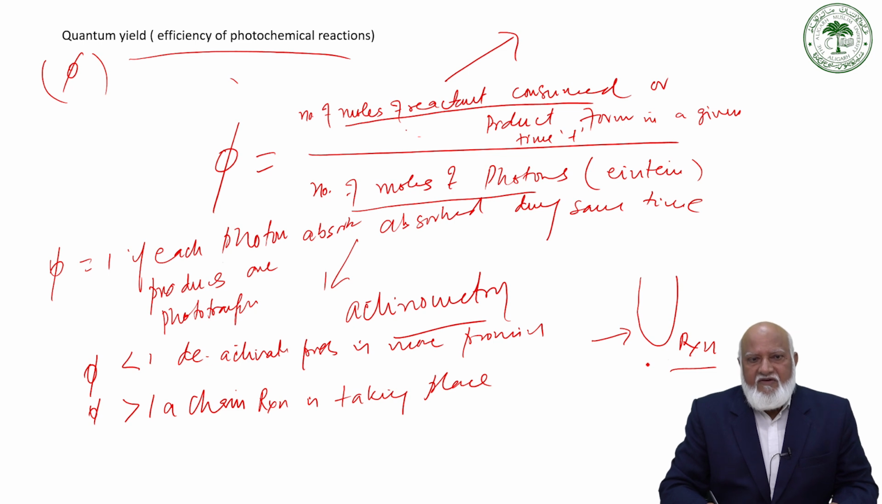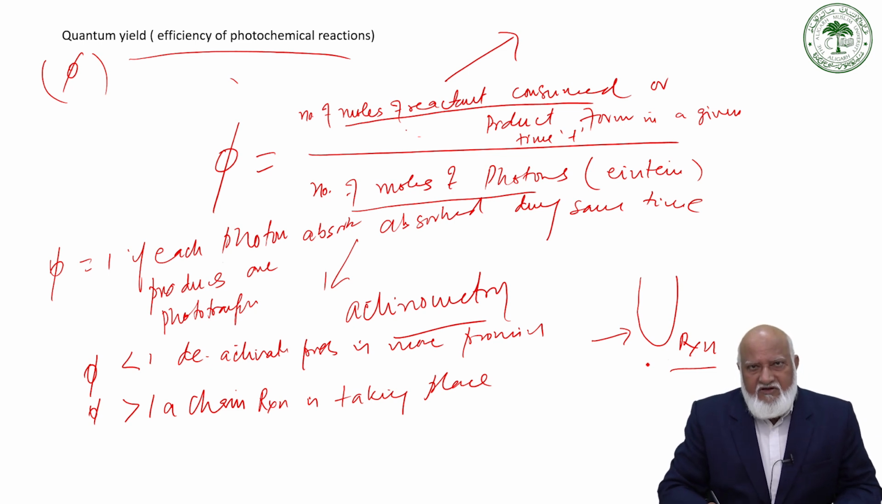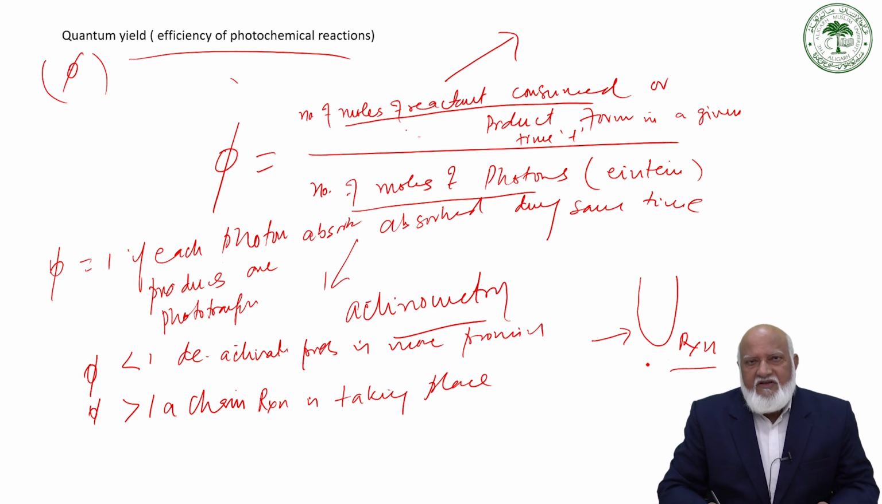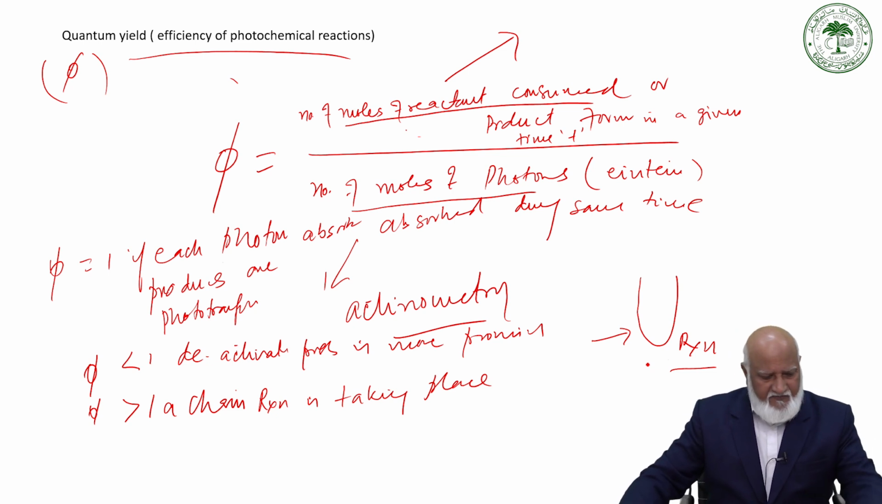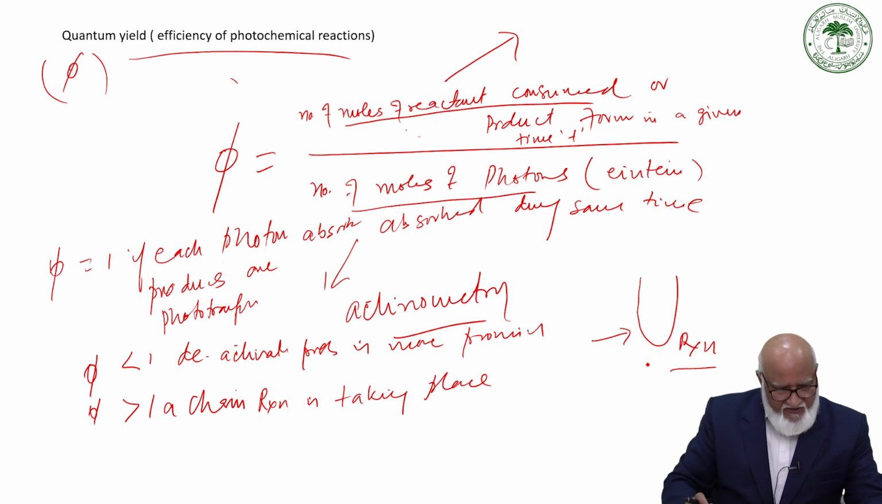any compound is determined. And as I mentioned, quantum yield is found to be 1 if each photon absorbed produces 1 phototransformation, whereas quantum yield is less than 1 when deactivation processes like internal conversion and intersystem crossing are more prominent, and quantum yield is more than 1 when a chain reaction is taking place. This is how we determine the quantum yield or efficiency of any photochemical reaction.